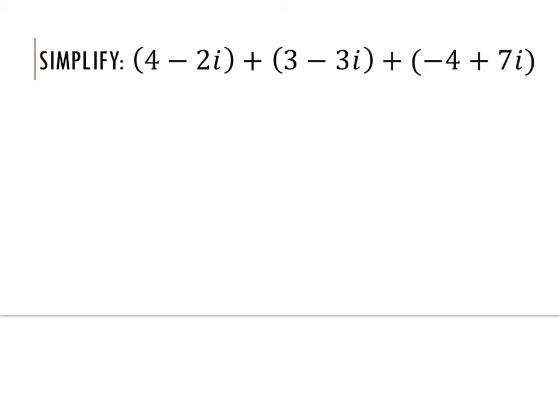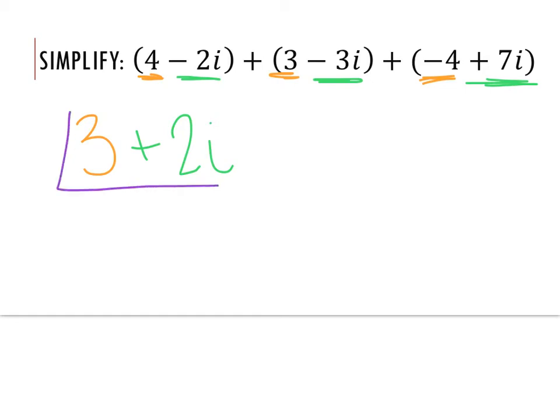I'm looking and I'm seeing, all right, this is a 4 by itself, this is a 3 by itself, that's a negative 4 by itself. So I'm taking 4 plus 3 plus a negative 4, which I know is just 3. And then I see that I have a negative 2i, a negative 3i, and a 7i. And when you add all of your i's together, you get plus 2i. And so your final answer is just that, 3 plus 2i. Nothing fancy, you're just combining your like terms and you just treat i like a variable.